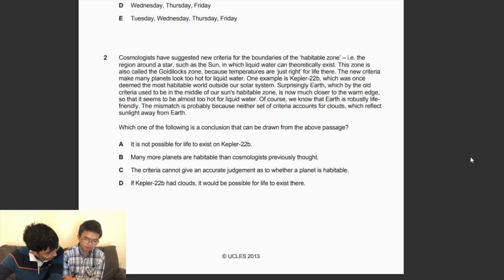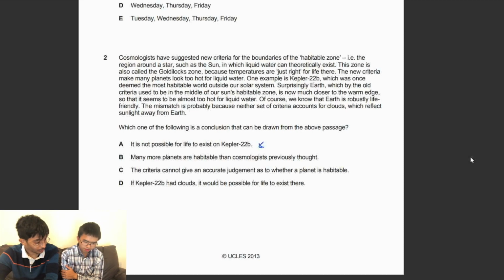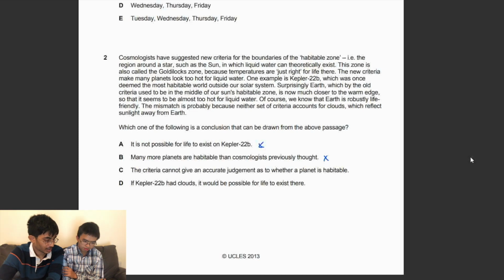Okay. It is not possible for life to exist. That's a very strong word. Not possible. I'll move on. Many more planets are habitable than cosmologists previously thought. I don't really say anything about that. The criteria cannot give an accurate judgment as to whether a planet is habitable. Well, it says that neither criteria sets for clouds. Probably, if Kepler 2b clouds, it would be possible. Well, it doesn't necessarily say that. So I'd say it's C.